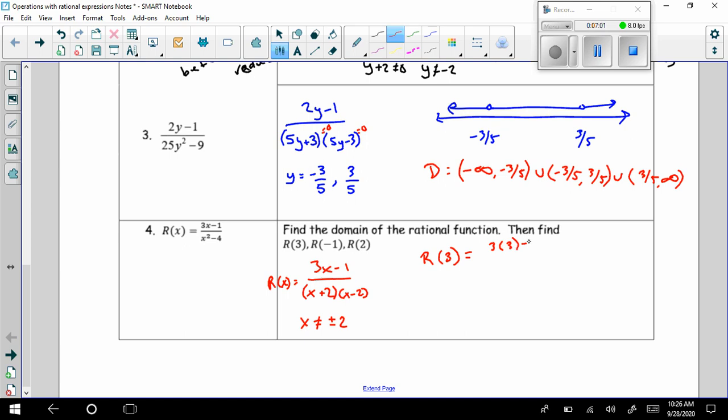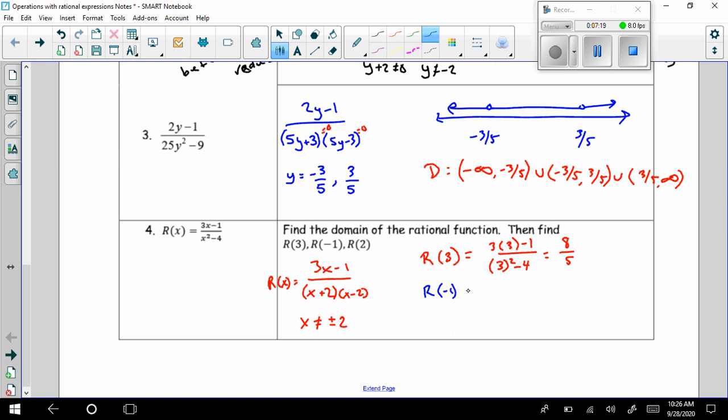This didn't simplify, so I'm just plugging it in for each x, and you could do that here. And solving that out, you'll get 9 minus 1 is 8, 9 minus 4 is 5, 8/5. And we do that for each one.